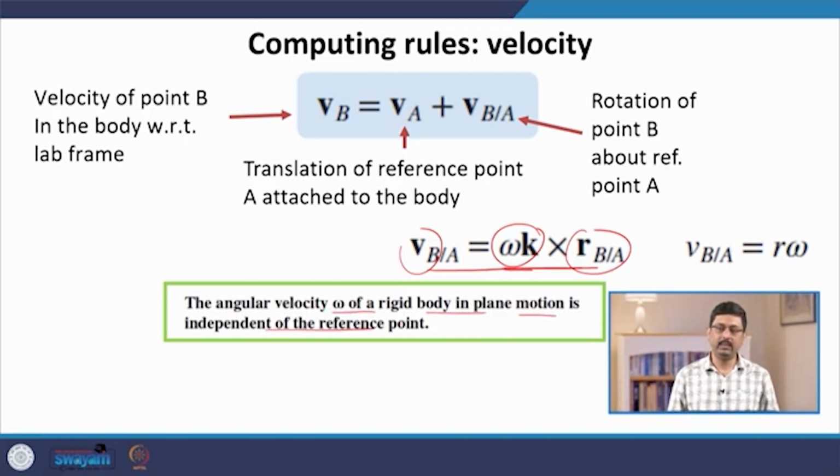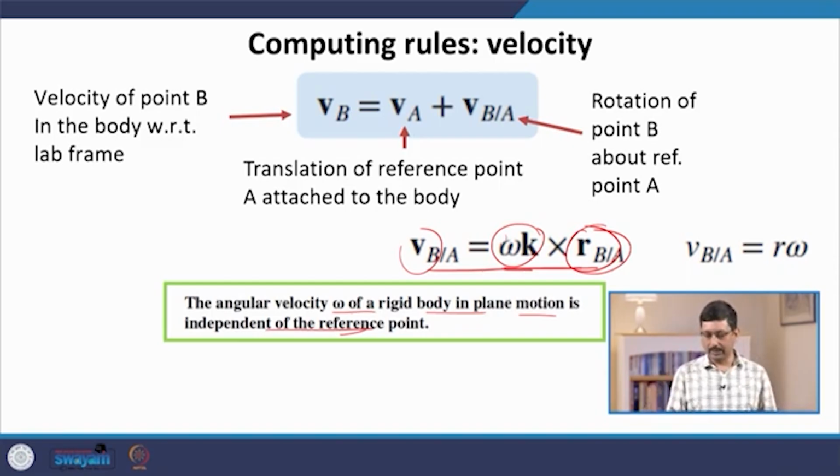If the body is rigid, then from experience we know that if it is rotating, all the points must have the same angular velocity, otherwise the body cannot be rigid. So, this part is the same and independent of the reference point, and this part denotes the location of the point B with respect to A.